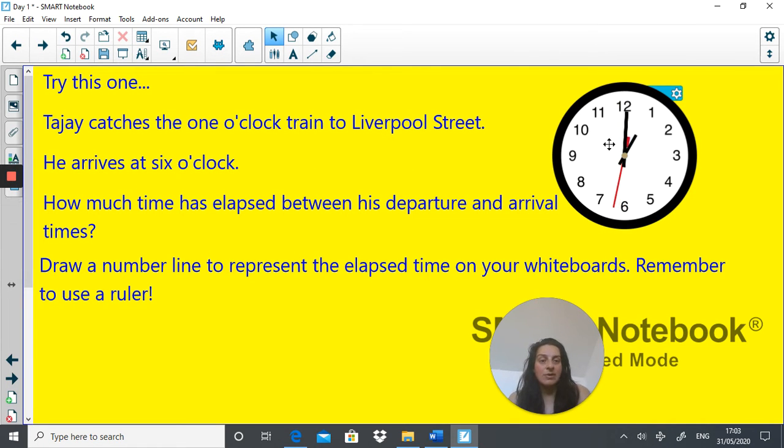Okay, so let's count the hours using my clock first. So he leaves at 1 o'clock. 1 hour, 2 hours, 3 hours, 4 hours, and 6 o'clock is there. It's 5 hours, isn't it? So on your number line, you draw a straight number line to start at 1 and end at 6, and there'd be 5 jumps, one for each hour. Okay, well done.